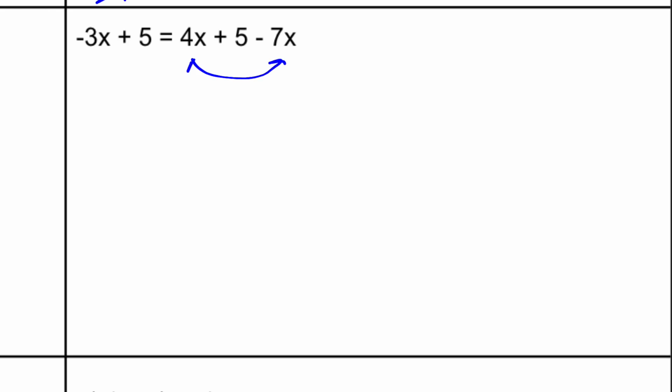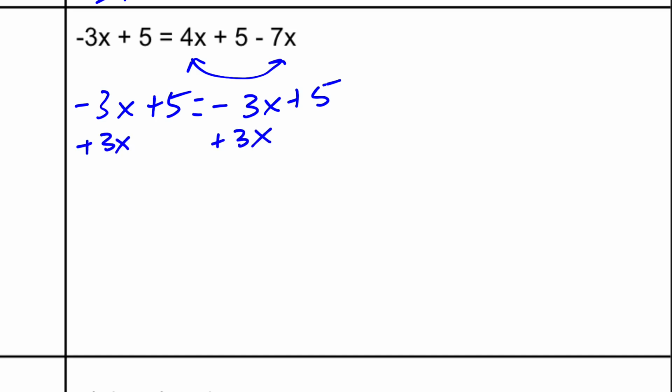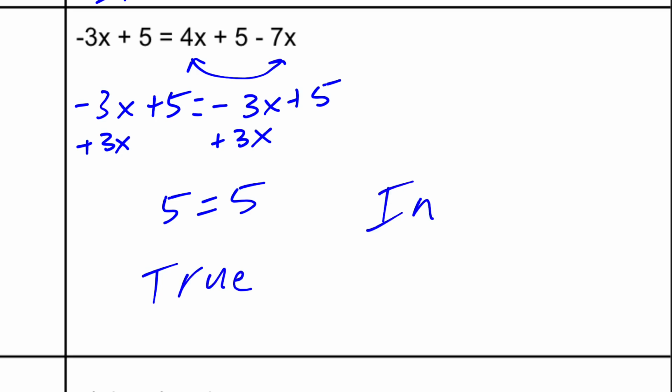So here I'm looking at like terms. They have to be on the same side of the equal sign. So on the left I still have negative 3x plus 5, and here on the right I have negative 3x plus 5. Do you notice that they're identical? That's a pretty big clue, but if you didn't notice that, you could deal with the plus 3x first and get this, which is true, and that means you have infinite solutions. When the letters go away, what's left is either true or false. If it's true, infinite solutions. If it's false, no solutions.